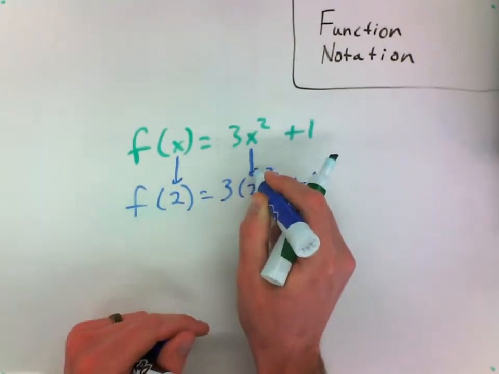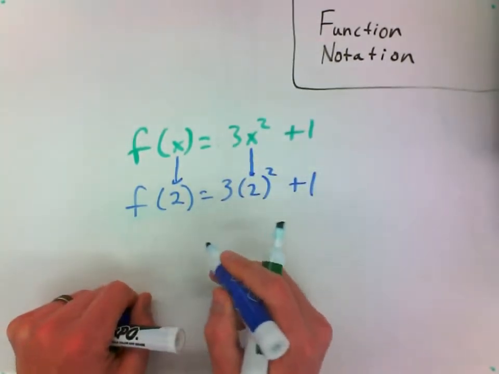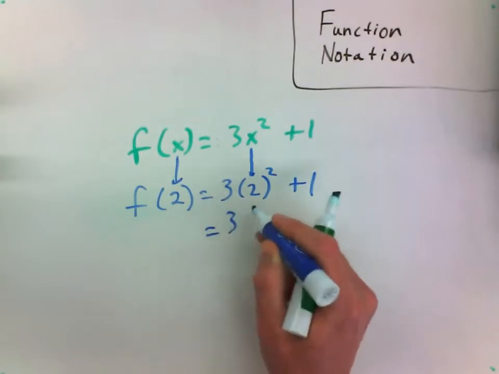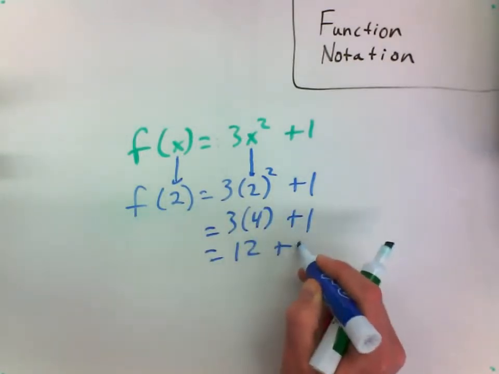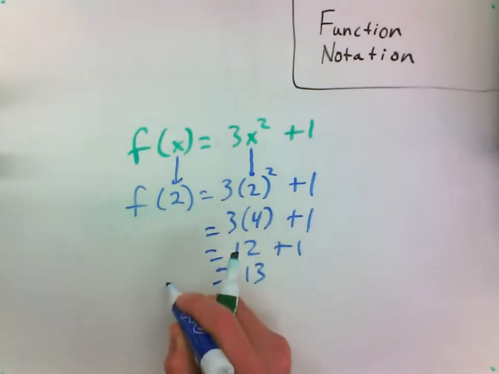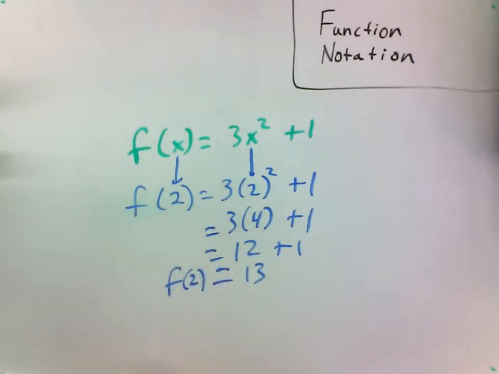So what did I do? I took that x and I replaced it with a 2. And then I would just evaluate this, right? So 2 squared is 4. 3 times 4 is 12. And that's 13, right? So what's f of 2? f of 2 is 13.